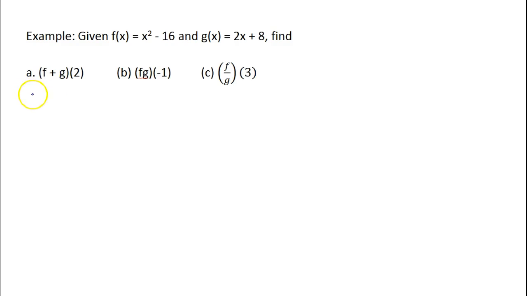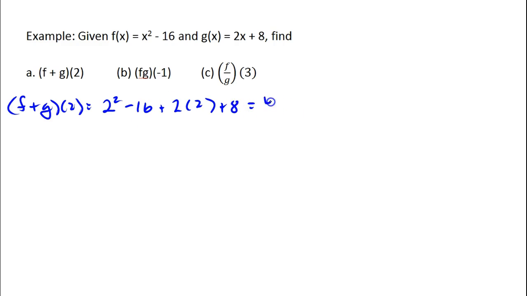Now let's evaluate some of these. If I want to know what f plus g of 2 is, I can just go like this. f plus g of 2 is going to be f with 2 plugged in plus g with 2 plugged in. And I get 4 minus 16 plus 4 plus 8. That's negative 12 plus 12. I get 0.